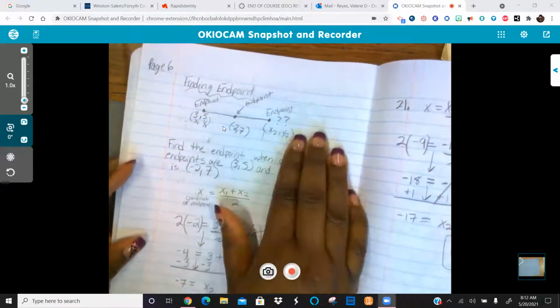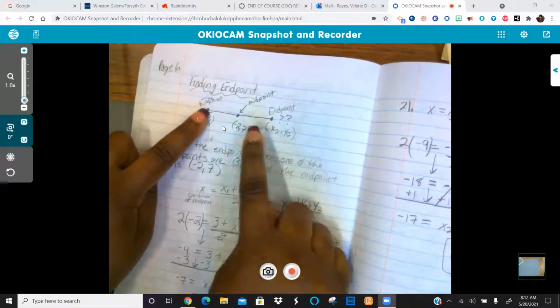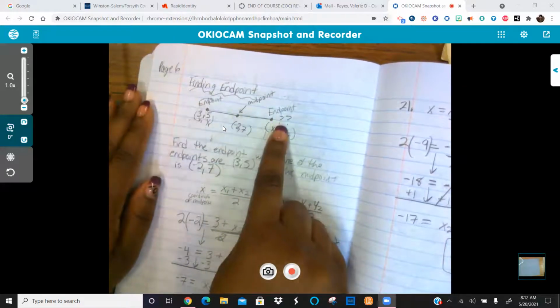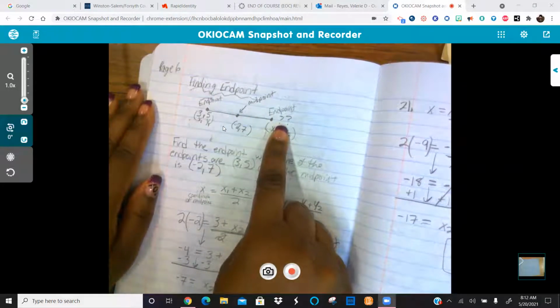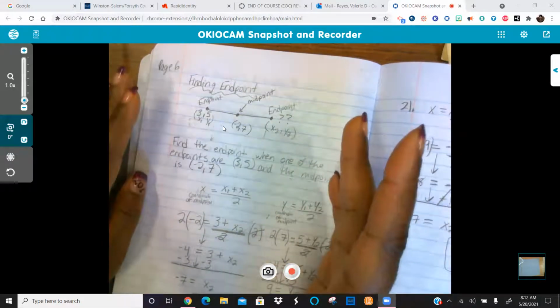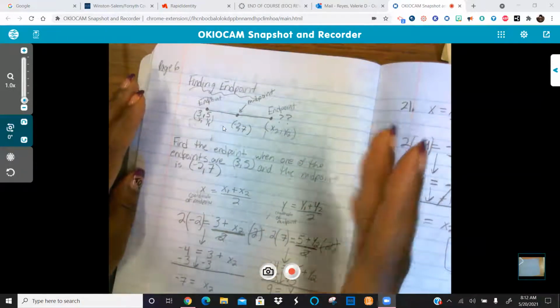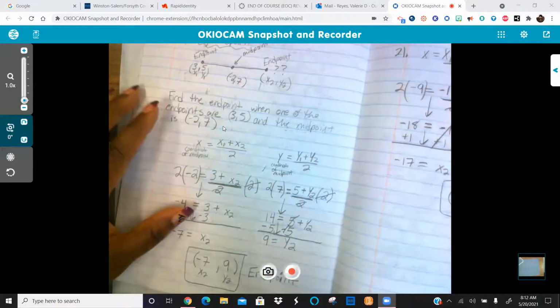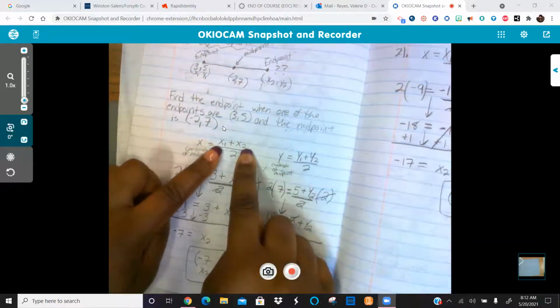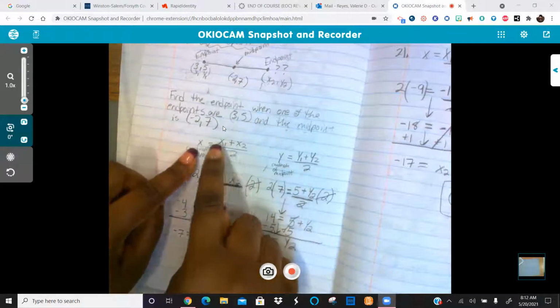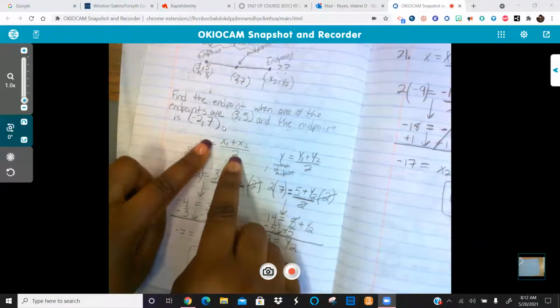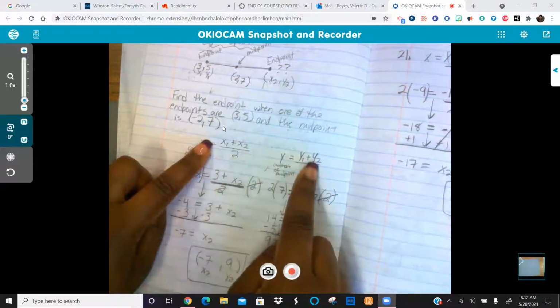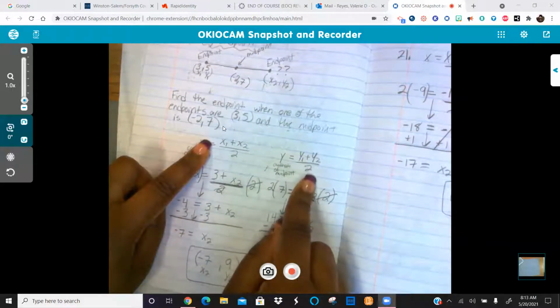Okay, look at this. Suppose they give you an endpoint and a midpoint, and they want you to find the other endpoint. So this is what you're going to use, really the same formula. Okay, so look at what I'm doing here. To find the x coordinate, I know what I had to do was add the x's together and divide by 2. To find the y coordinate, add the y's together and divide by 2.